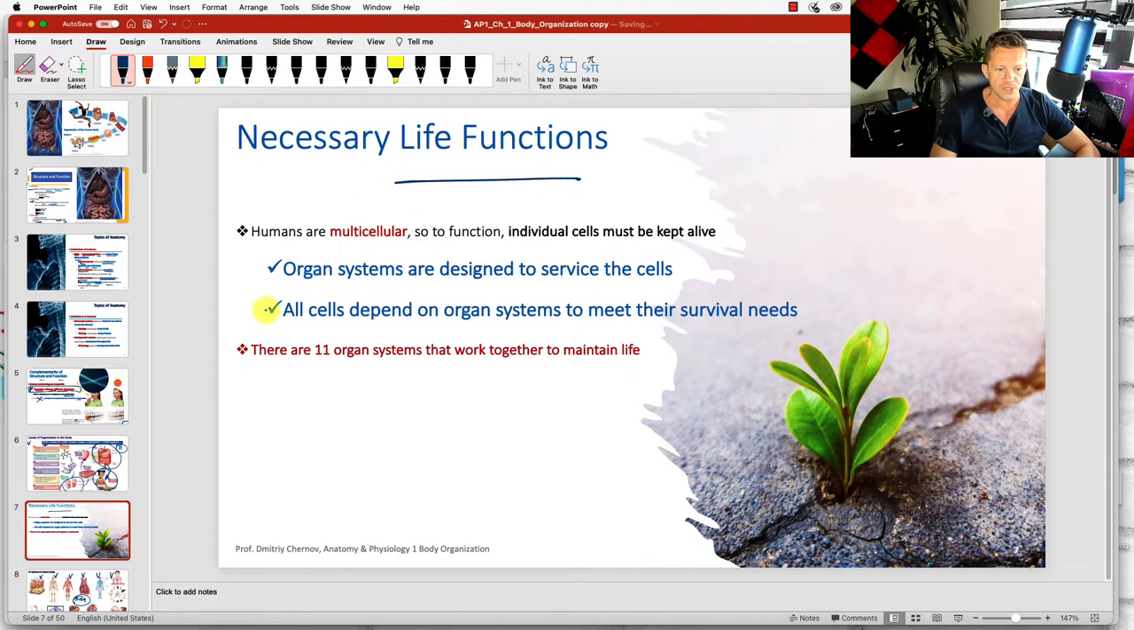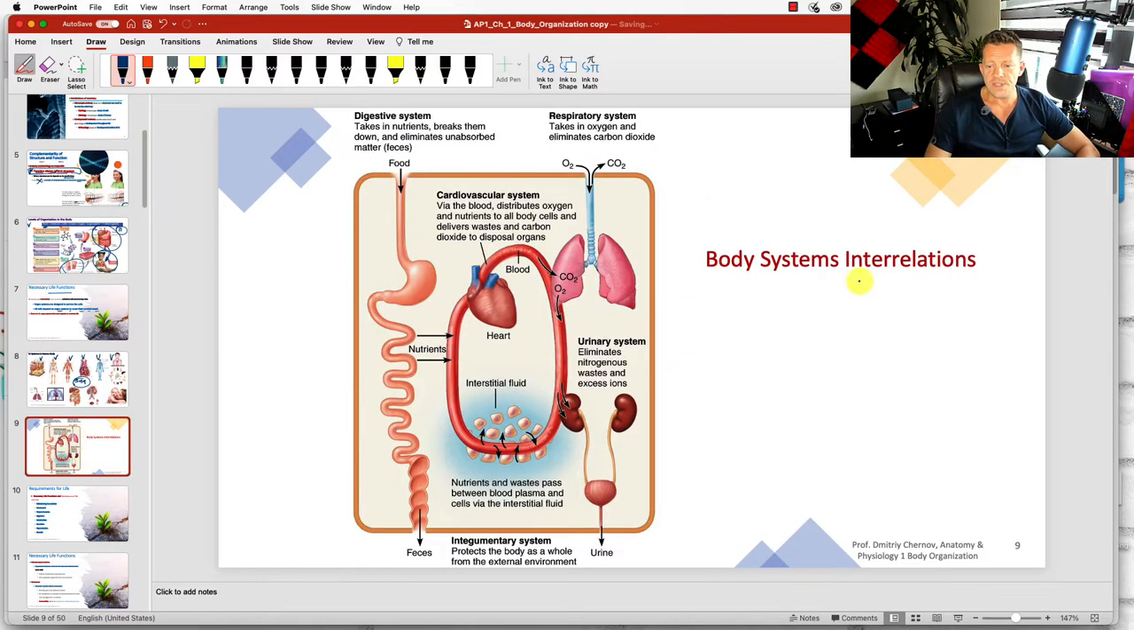Necessary life function: organ systems are designed to service the cell. Everything happens on the cellular level. So here's an example of how systems interact with one another. Here's the digestive system, respiratory system, urinary system, integumentary system, cardiovascular system. So there's a bunch of systems. This is just one example.